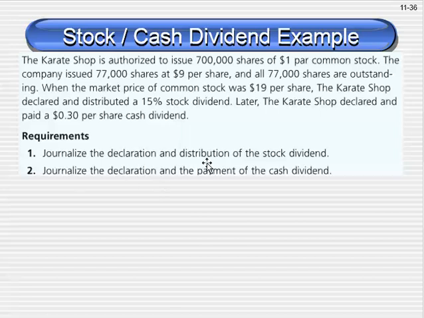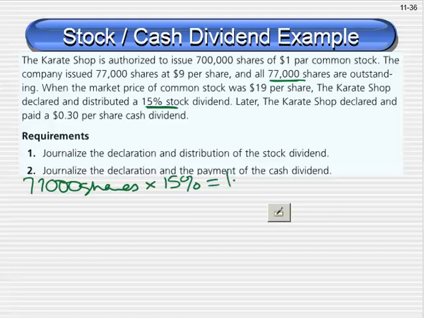So let's look at the declaration and distribution of the stock dividend first. The first thing we have to do is figure out how many new shares of stock are going to be issued. There are 77,000 shares outstanding, and the company is issuing a 15% stock dividend. So if we take 77,000 shares currently outstanding times 15%, that will tell us how many new shares the company is actually going to be issuing. So that's 11,550 shares.